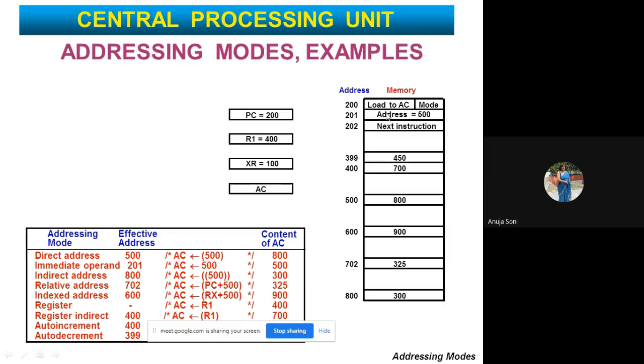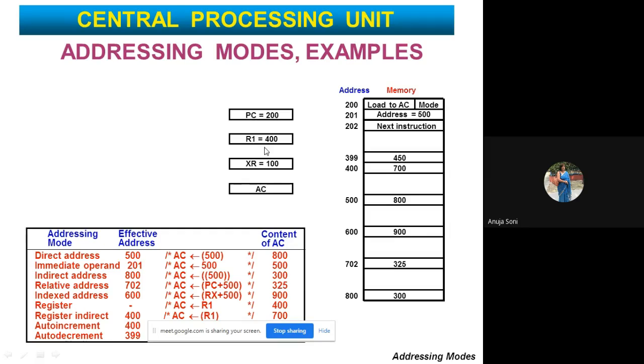We are doing nothing with all these values. It's given that at location 400 the value 700 is stored. All these are the values of the operand stored at the respective memory locations. So it's already given that at location 399, the value 450 is stored. Similarly, all these values are already given: PC consists of 200, because PC points to the very first instruction, the value of R1, a general purpose register, is given as 400, and the value of the index register is given as 100.